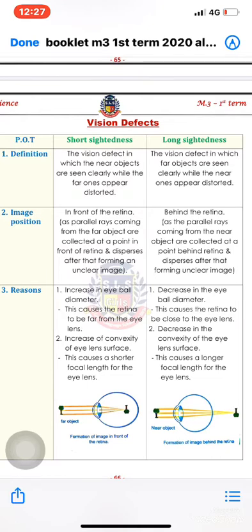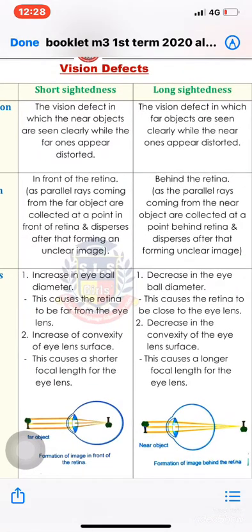While in case of long-sightedness, I have another two reasons which are opposite to the reasons in short-sightedness, which are a decrease in the eyeball diameter. Okay, the eyeball is decreased in diameter. This causes the retina to be very close to the eye lens. Okay, so the picture will be formed behind the retina. While the second reason is a decrease in the convexity of the eye lens surface. The convexity of the eye lens is decreased, so this causes a longer focal length for the eye lens.